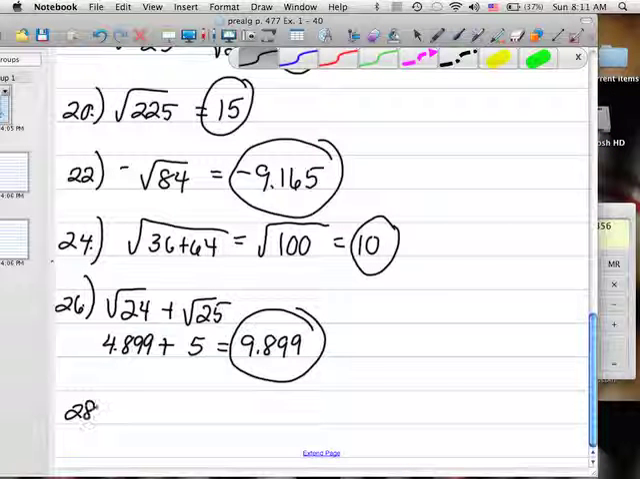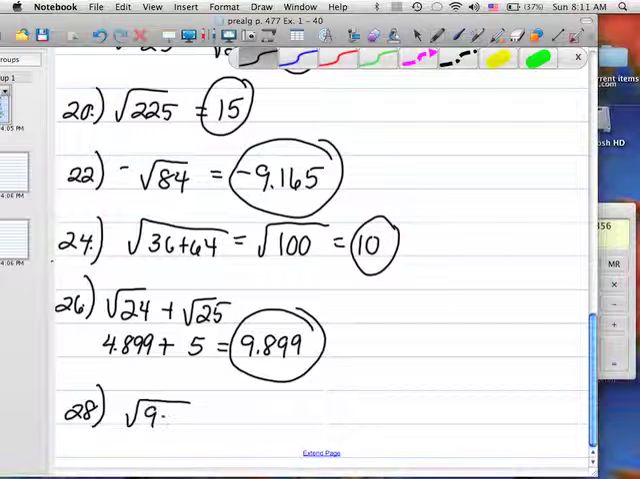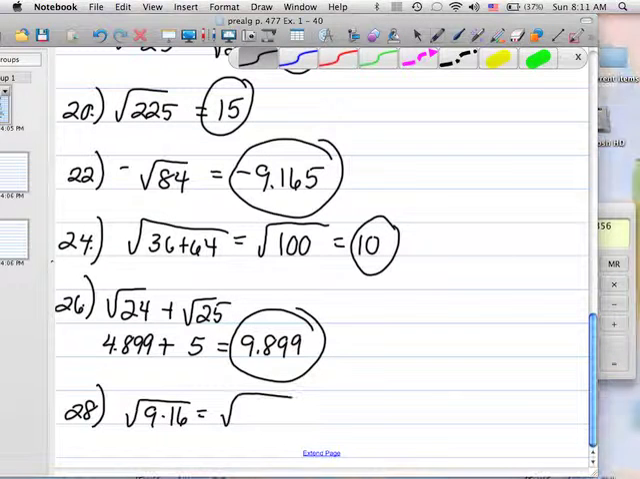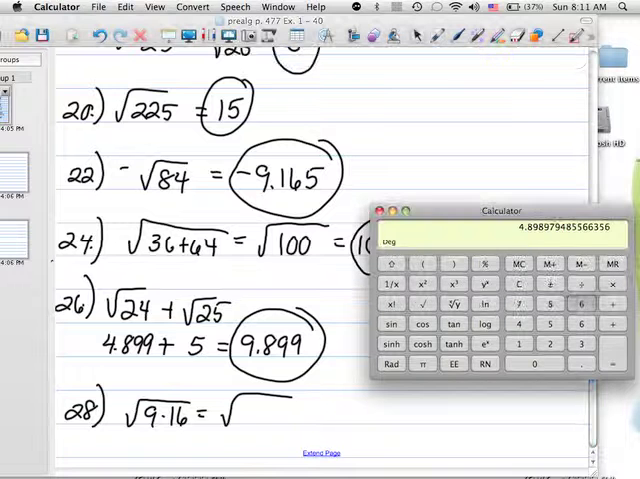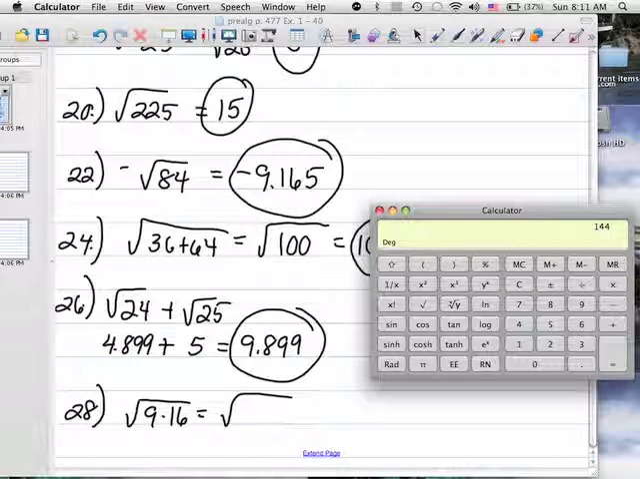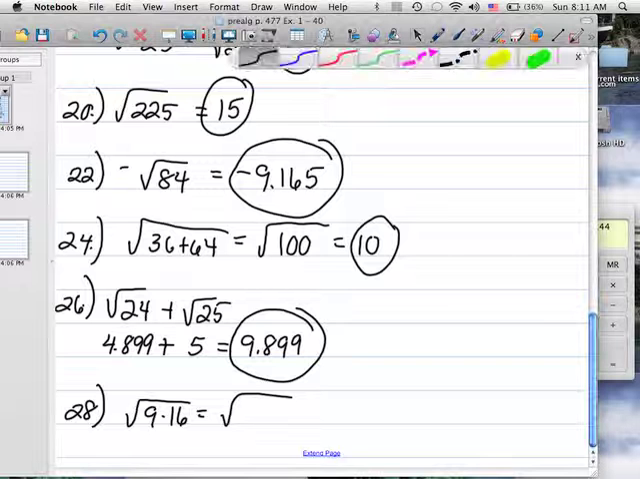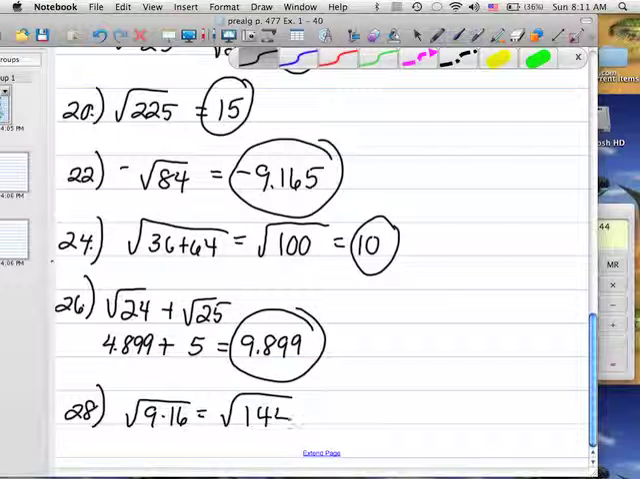28, I have the square root of 9 times the square root of 16. That's the square root of 9 times 16, which is 144, which is a perfect square. That's 12 times 12, if you remember your 12s tables.